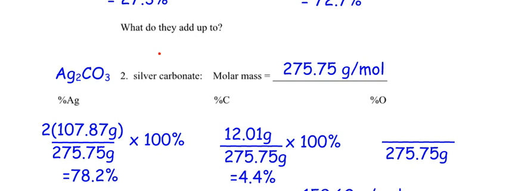And then finally, for oxygen, how many oxygens are there in silver carbonate? Did you get 3? So 3 times 16 times 100%. And what do we get there?